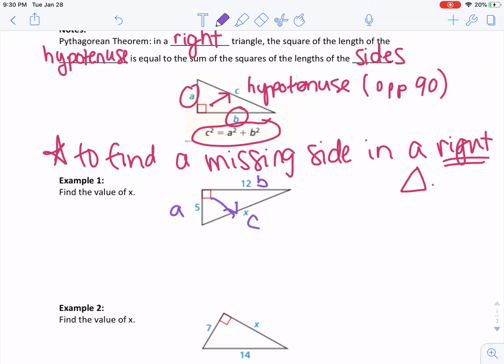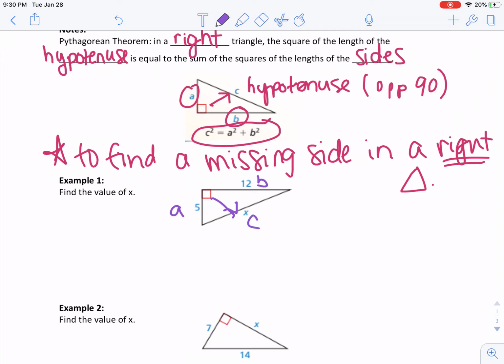Okay, so the converse to the Pythagorean theorem. A converse is just a flipped version of something. So the Pythagorean theorem said if you have a right triangle, then a squared plus b squared equals c squared. So in the Pythagorean theorem, you have to know that you have a right triangle. If you don't have a right triangle, you can't use a squared plus b squared equals c squared.